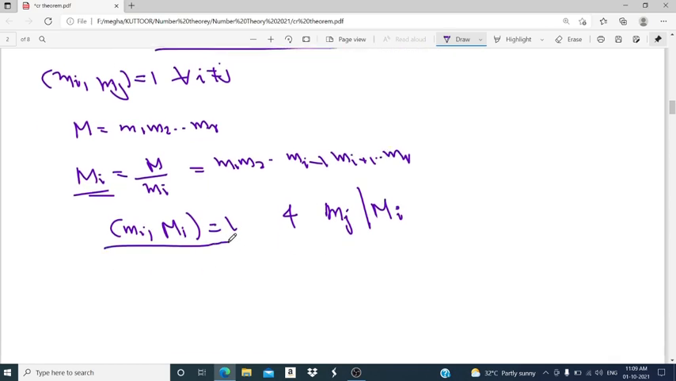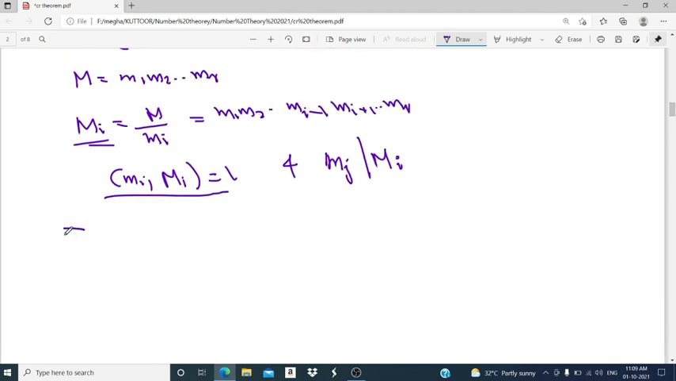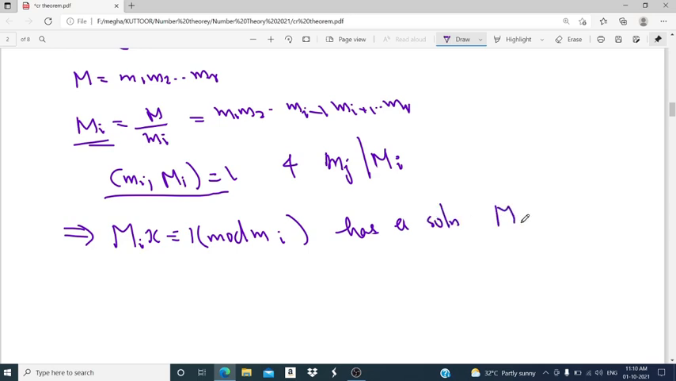Since GCD of Mi and mi is 1, we can use a known theorem, that is, ax congruent to 1 mod m has a unique solution. That is, if GCD of a and m is 1, then the congruence ax congruent to b mod m has a unique solution. We use that theorem. Therefore, we will get Mi x congruent to 1 mod mi has a unique solution. Let it be Mi dash. The unique solution is Mi dash.